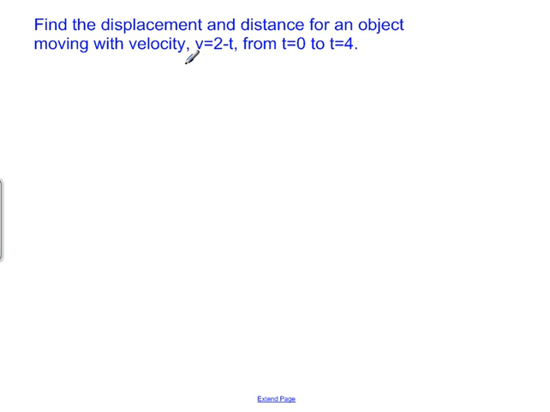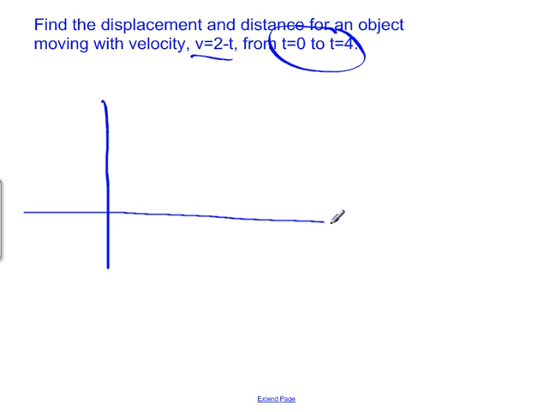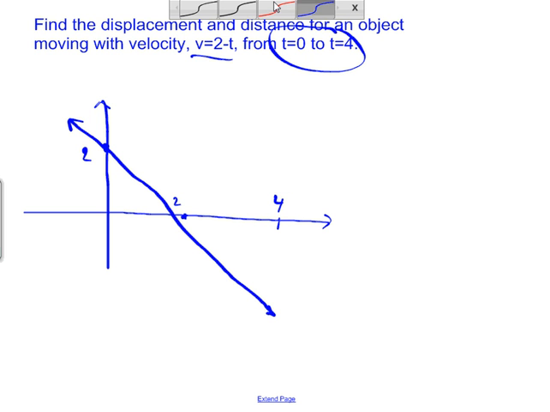So here's a much easier problem than the first one we started. It says find the displacement and the distance for an object moving with velocity v equals 2 minus t. Well, we're looking from 0 to 4. So we know what this graph looks like. This is just a nice and easy linear function. And this is 2, and this is 2, and we're looking all the way to 4. So this red area is positive, and this blue area is negative.